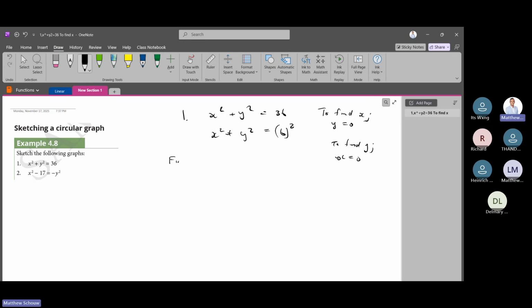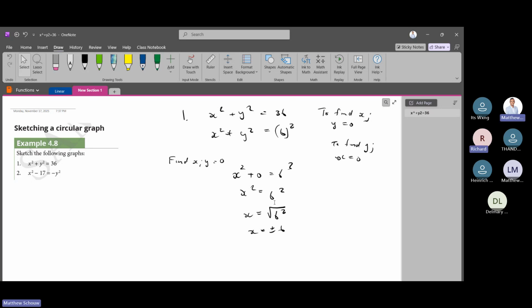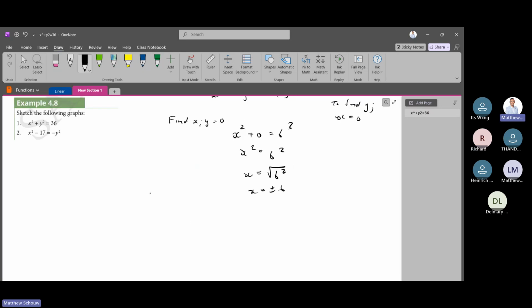To find x, y must be 0. That means it will be x squared plus 0 equals 6 squared. We have x squared is essentially 6 squared, right? Well, that's 36 anyway. And you would just say x is the root of 6 squared, you get 6, but obviously plus or minus 6. Is it fine to everyone? So we know the x coordinates are plus or minus 6.